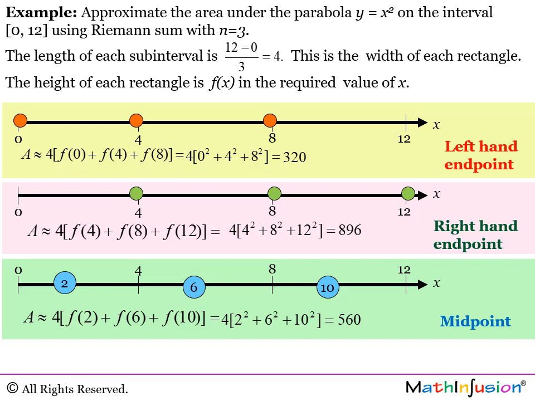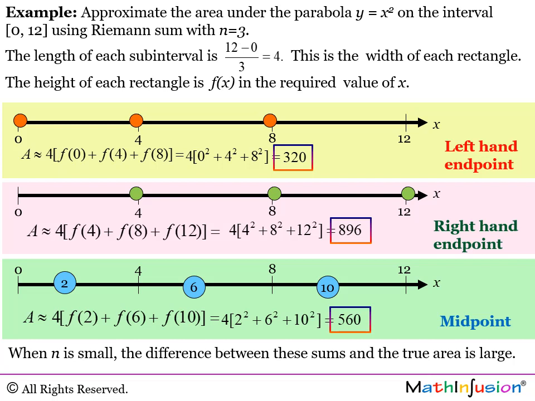If you look at those numbers, they're very different, which means that n equals 3 is not enough. I have to take n to be much more than 3. But also, if you look at those values, you can see that the midpoint, in this case, because of the shape of the graph, is maybe the best. So again, when n is small, the difference between the sums and the true area is so large that this is really not a very good approximation for the area under the graph.